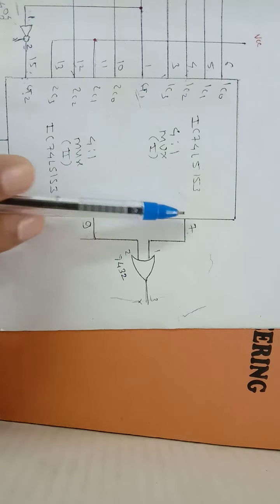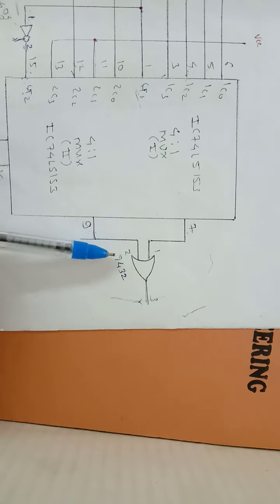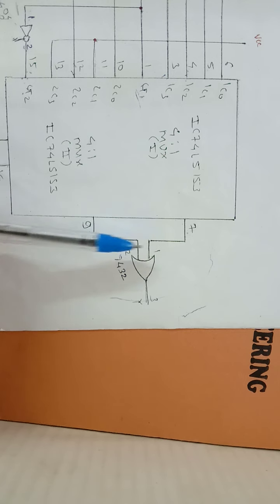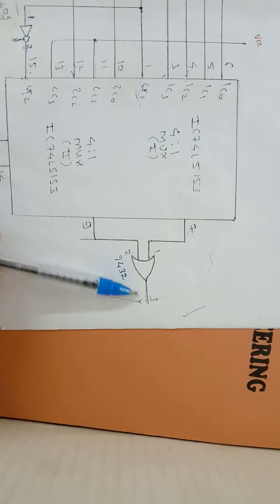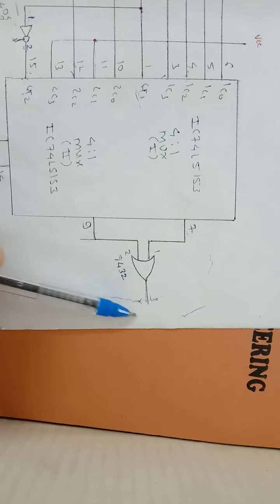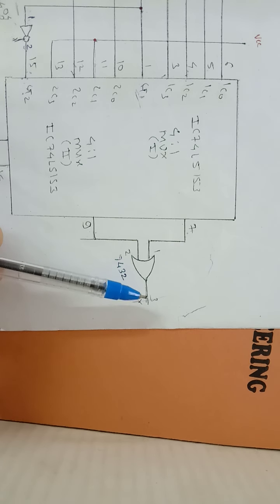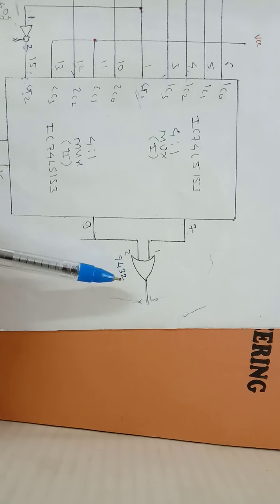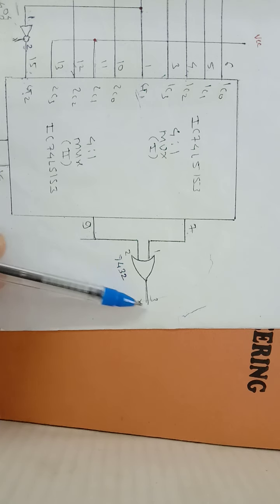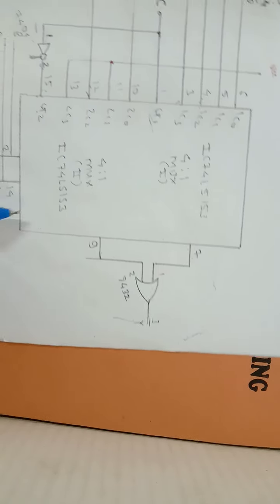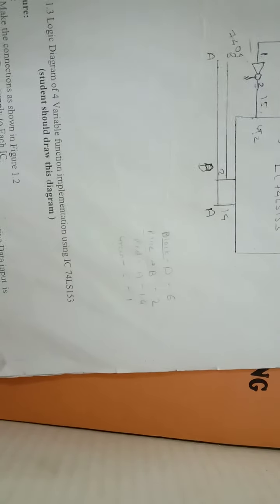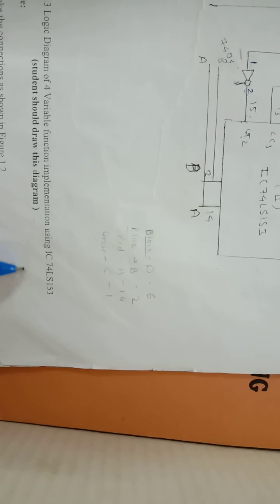These two outputs act as both inputs of the OR gate. Like this, pin 1 is connected and pin 2 is connected, and we can see the respective output. We can connect the LED across pin number 3 of 74LS32. 32 means OR gate. Here we connect the LED positive, and the negative is connected to ground. In this way this is called the logic diagram of a 4 variable function using the IC 74LS.